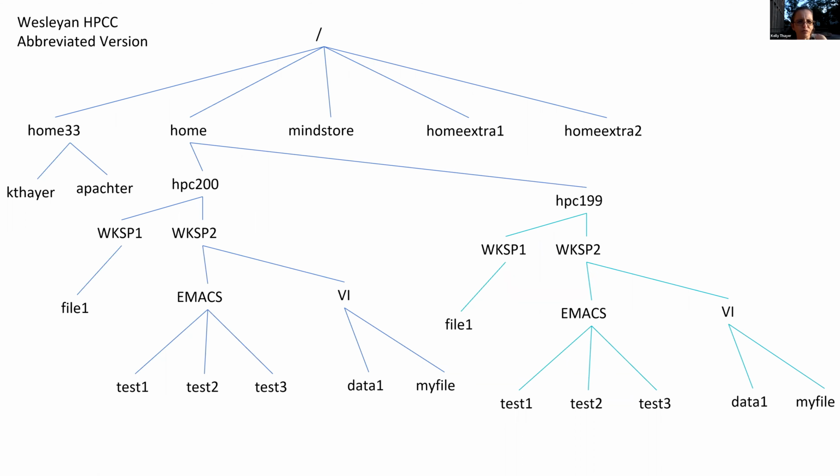Here's an abbreviated version of what things look like on the high performance computing cluster here at Wesleyan. We have Home 33, which is going to have a number of users. Here's me and one of my students. There could also be another home. So we have HPC 200 and HPC 199. These have some different directories in them, which have some various files and tests and things on them. We also have MindStore, which is a storage directory. We have some additional disks on the cluster.